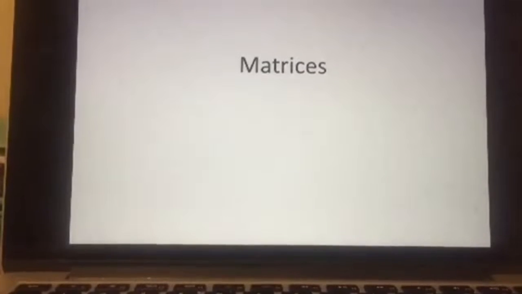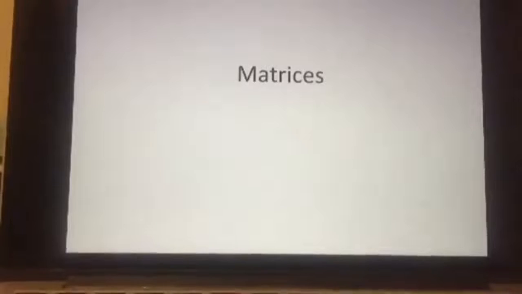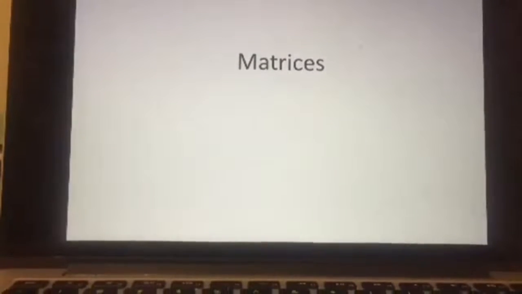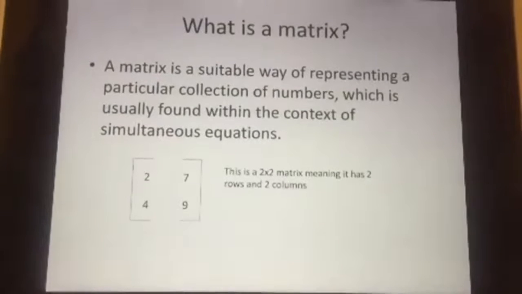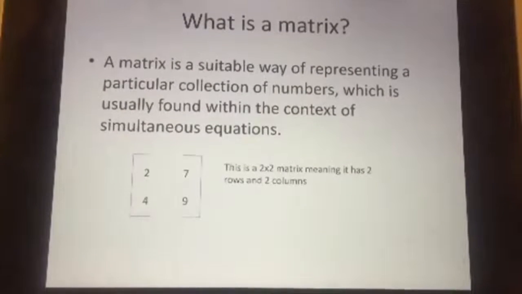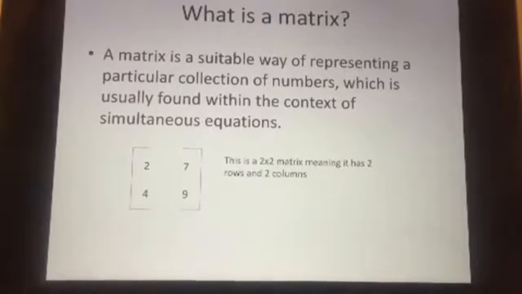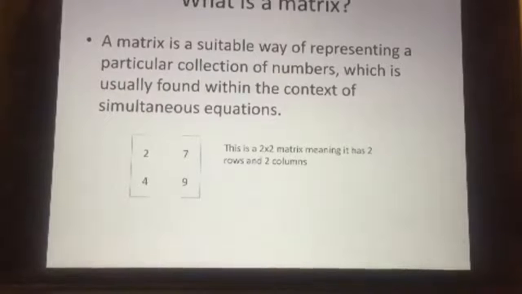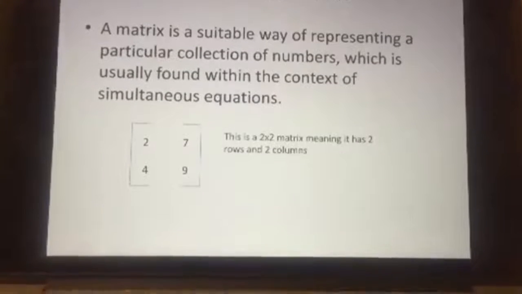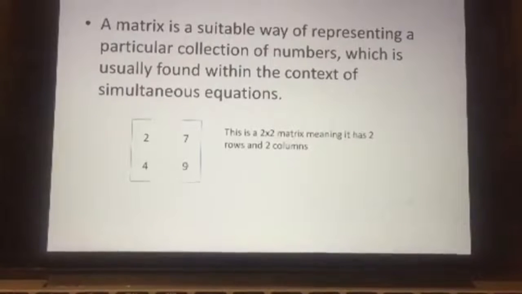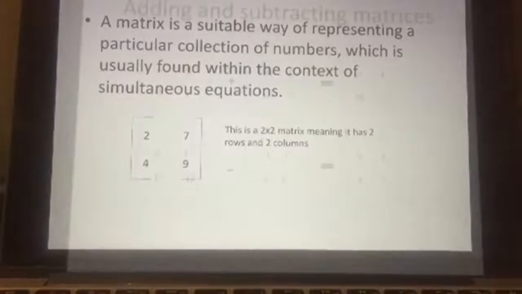Hello everybody, my name is Zorawa Singh Thappar and I will be teaching you how to do matrices. What is a matrix? A matrix is a suitable way of representing a particular collection of numbers, which is usually found within the context of simultaneous equations. As our example shows, this is a 2 by 2 matrix, meaning it has 2 rows and 2 columns.